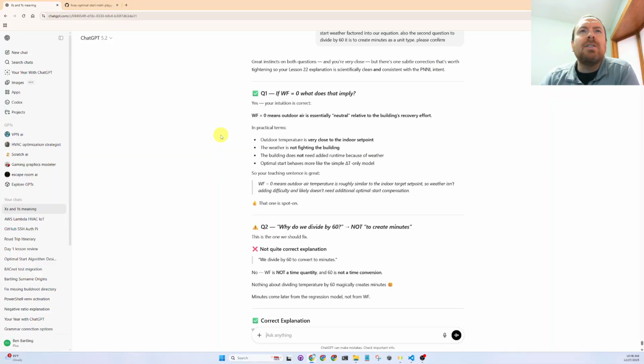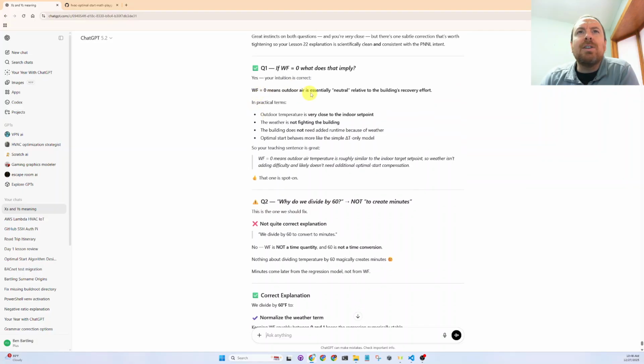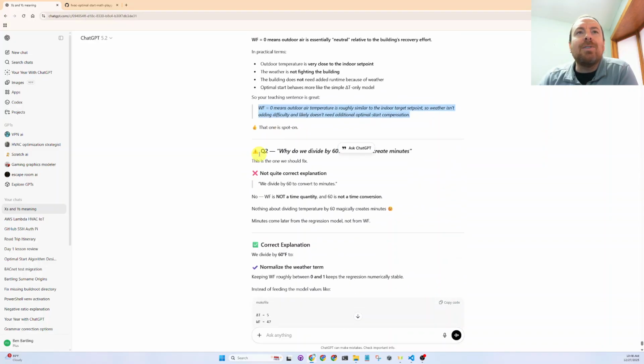Okay, let's see. ChatGPT is done thinking. So question 1, if model weather factor equals 0, does it imply yes, your intuition correct? 0 means outer air is essentially neutral relative to building comfort. That makes sense. So weather factor 0 means outside air is roughly similar, so we don't need to factor in. Okay, question 2. Ooh, not correct. Okay, we divide by 60. No, weather factor is not a time quantity, but 60 is not time conversion, so nothing about creates minutes.